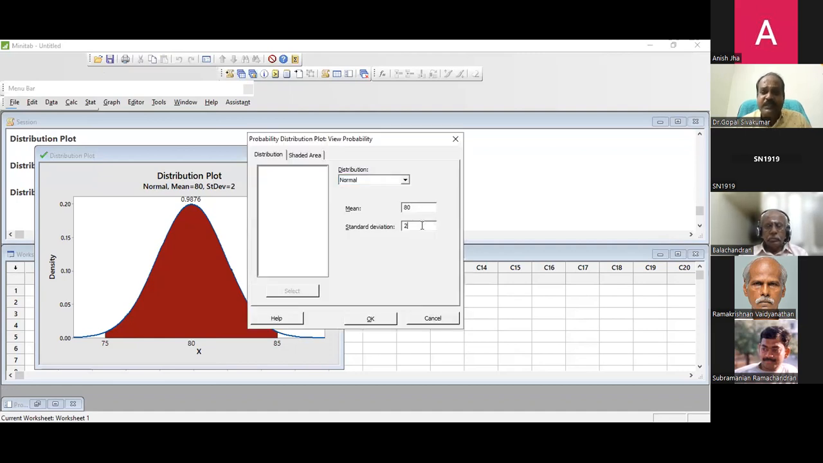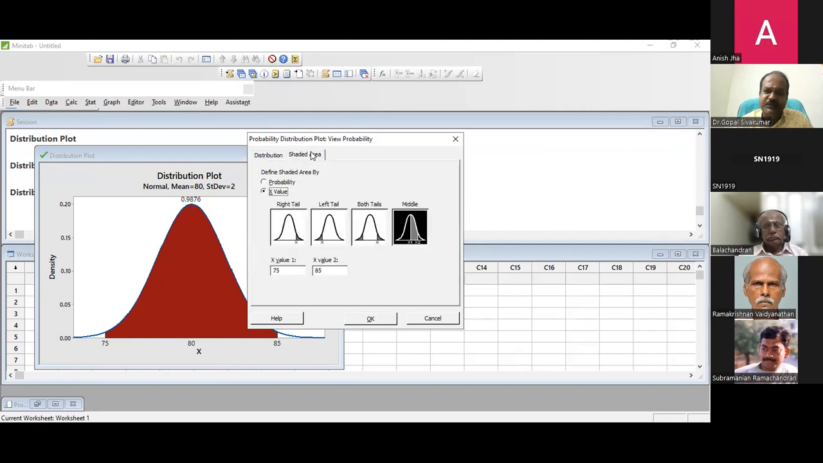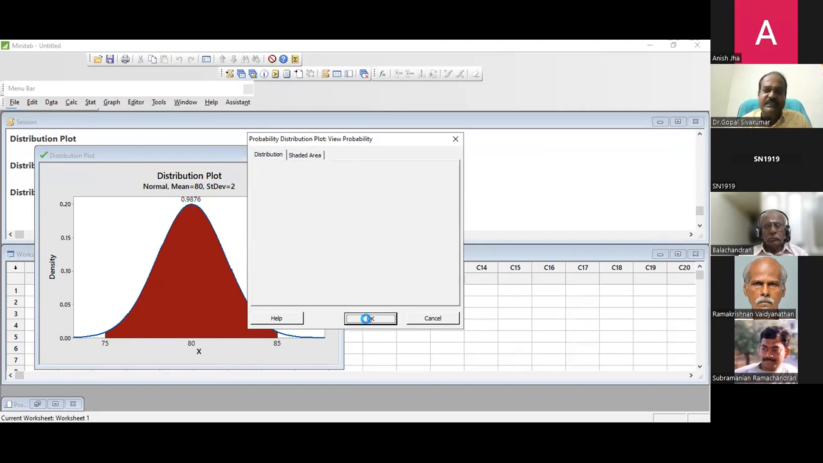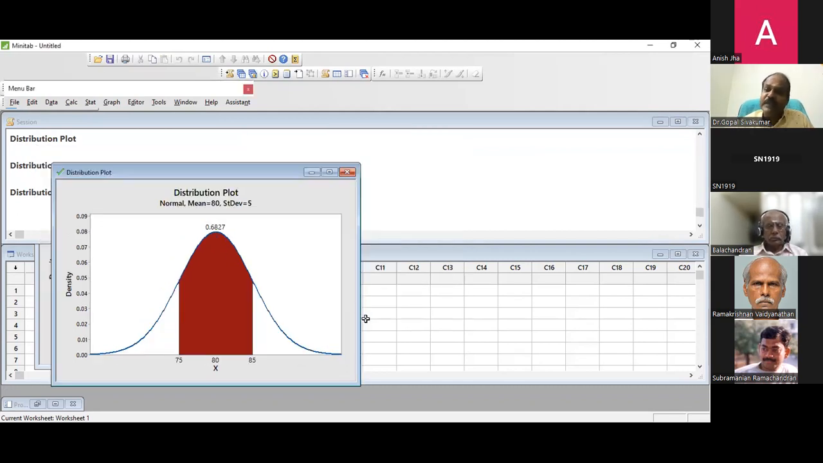Now I am increasing the standard deviation to 5. Now what will happen to the area? Will the area reduce? Definitely reduce, sir. Let us see. The same situation, the only thing is that the standard deviation has increased. Let us see a new curve. Now the chance of scoring between 75 and 85 has gone down.